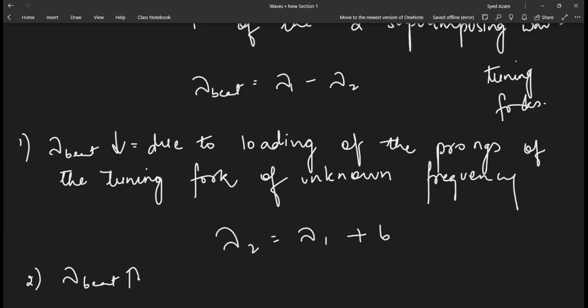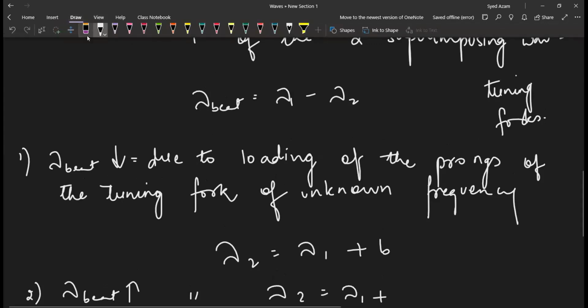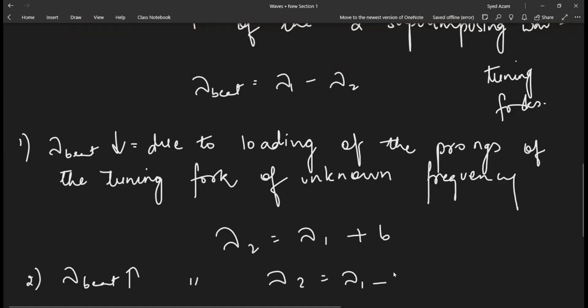And secondly, if it increases, same thing you're going to use. If the frequency increases, this would increase the beat frequency. So same thing, this nu2 will be nu1 minus b, because it would be less. So this time it would be lesser. So this is how you have to use the formula, whether it will be nu1 minus nu2 or simply nu1 plus nu2. This is how you have to calculate.